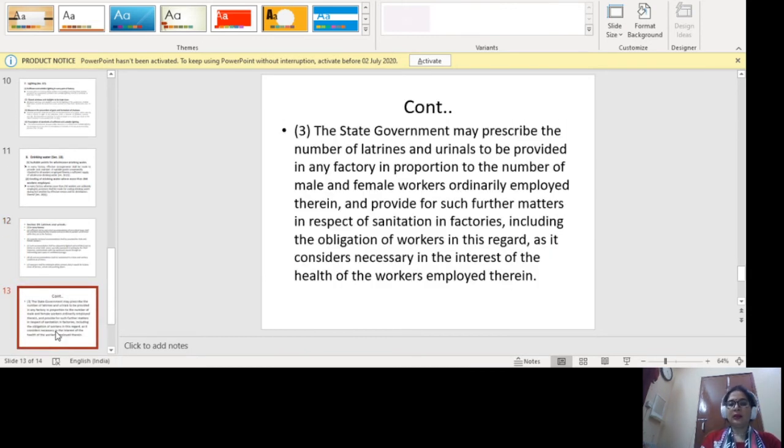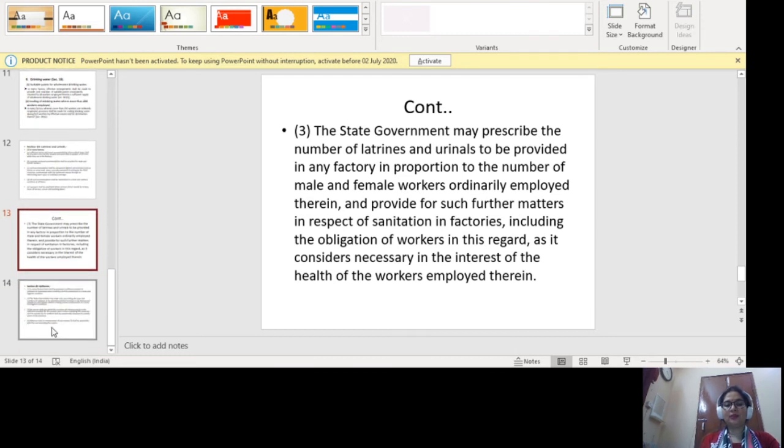Now, the state government may prescribe the number of latrines and urinals to be provided in any factory in proportion to the number of male and female workers ordinarily employed therein, and provide for such further matters in respect of sanitation in factories, including the obligation of workers in this regard, as it considers necessary in the interest of the health of the workers employed therein.